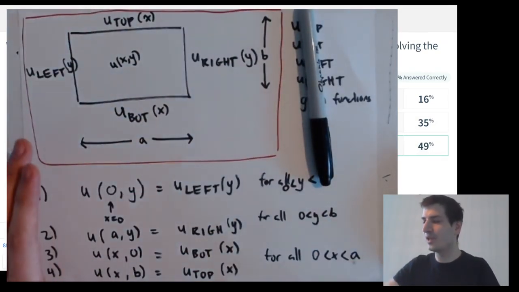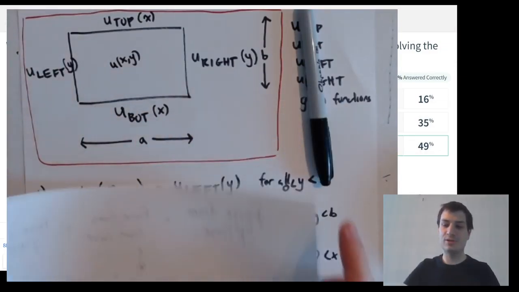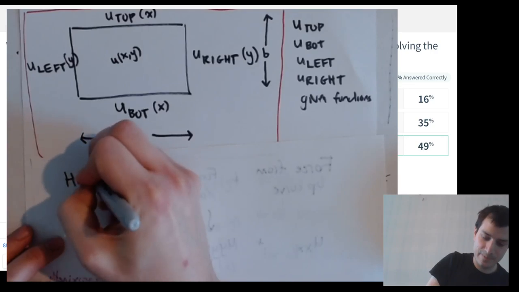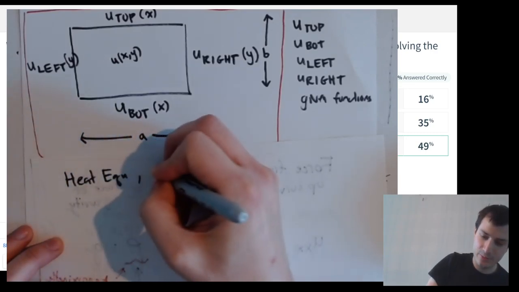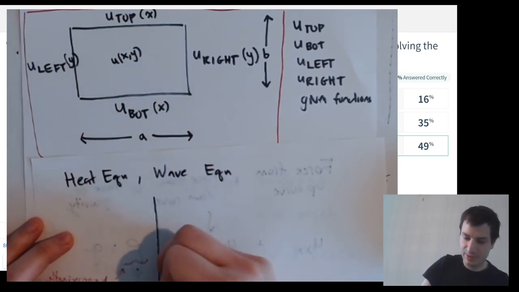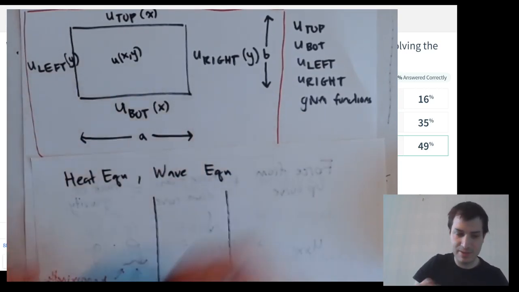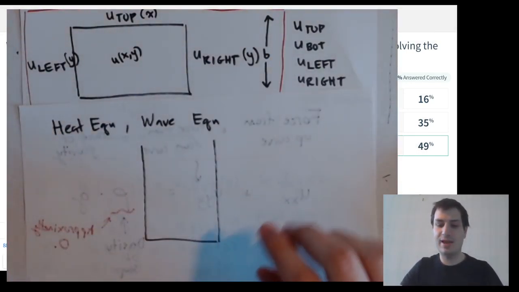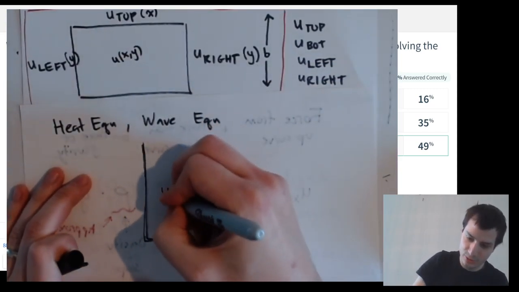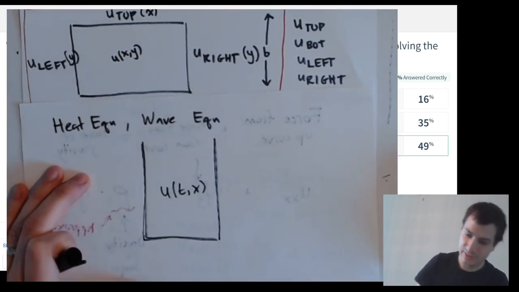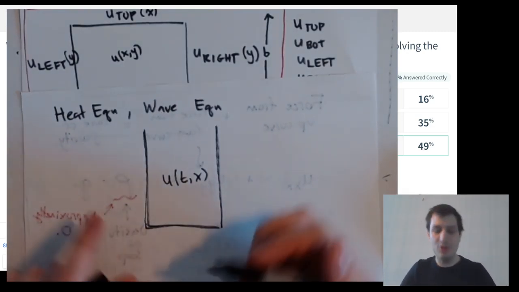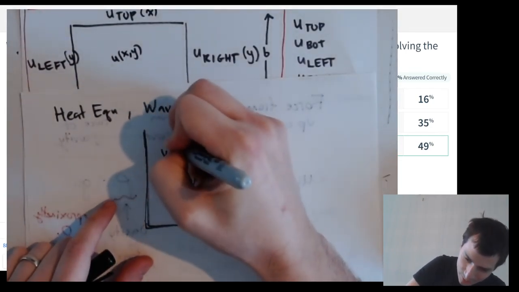Let's compare this to the heat equation and the wave equation. If you drew the same kind of picture as this for the heat equation and the wave equation, and this is in the textbook at some point, I think I talked about it as well, you would get a sort of semi-infinite rectangle. So if you draw u of x and t, okay, great, here we go.